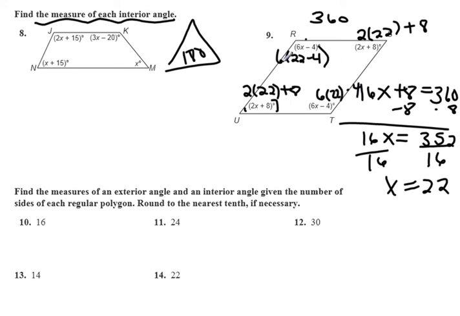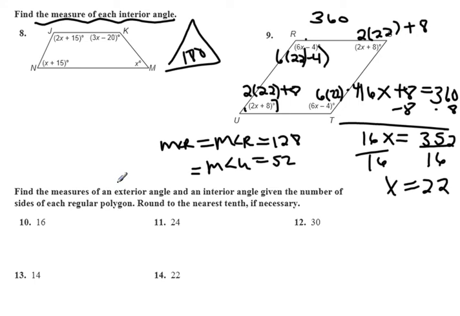Okay, 6 times 22 minus 4 gives me 128. So the measure of angle R is 128. 2 times 22 plus 8 gives me 52. So the measure of angle U is 52. And T is 6x minus 4, so T is the same thing as R. And U is the same thing as S.